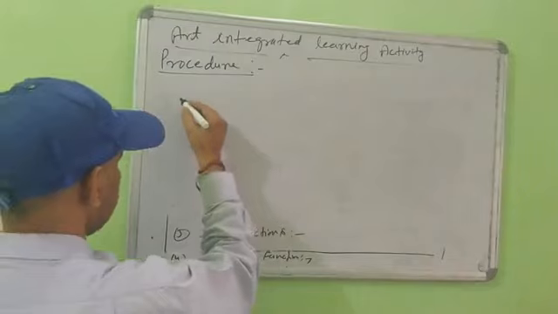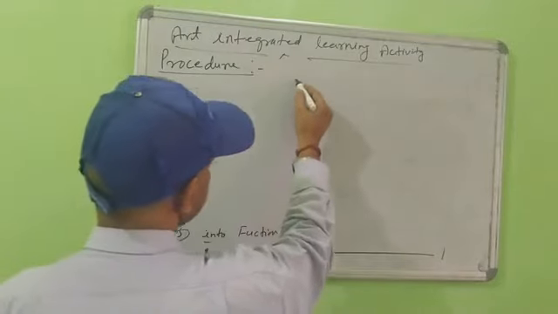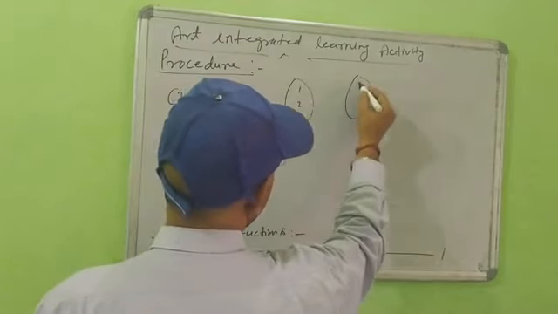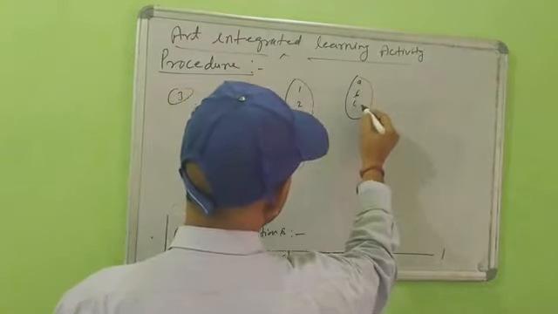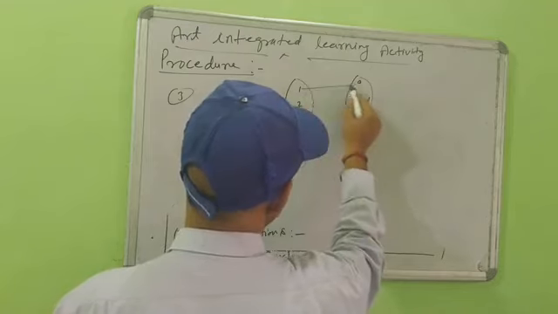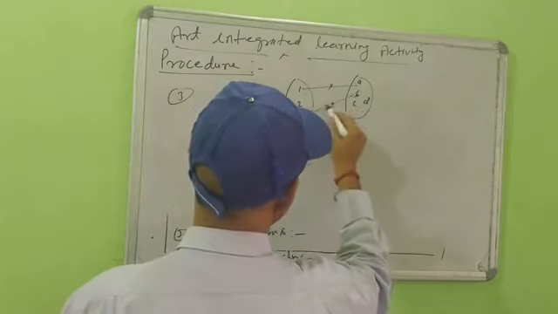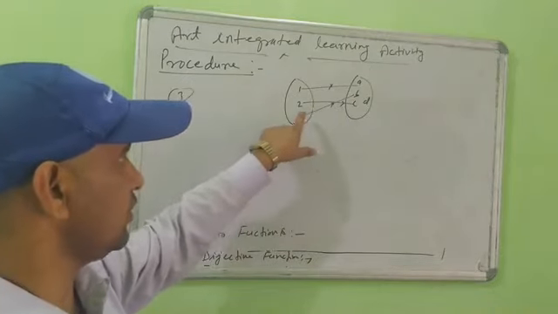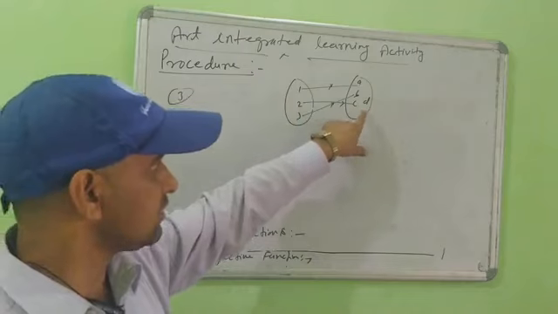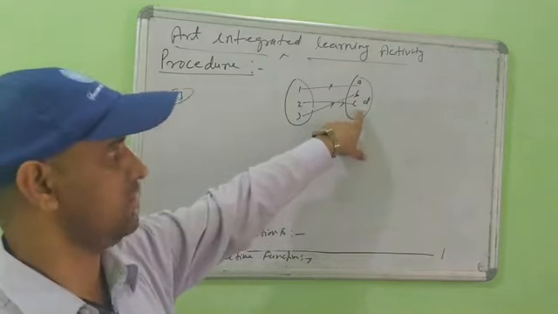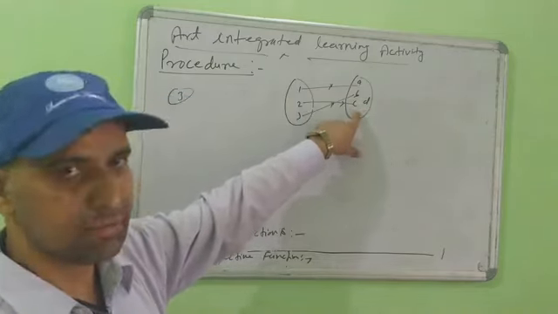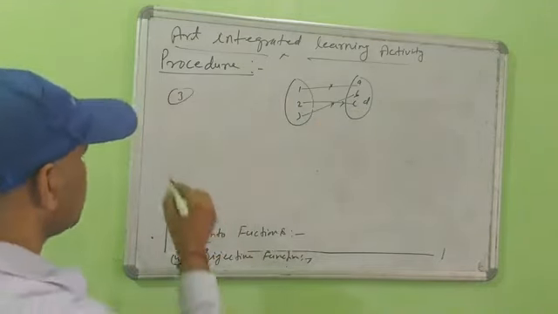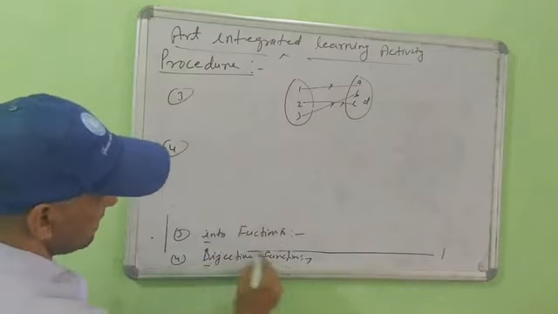Third, into function. The same thing we will make here: 1, 2, 3, or here A, B, C, and D. This has a relation to this, and this has a relation to this, but D does not have a relation to any element of the codomain. Suppose any element, a laptop here. In this type the function is called the into function. Next is the fourth function, bijective function.